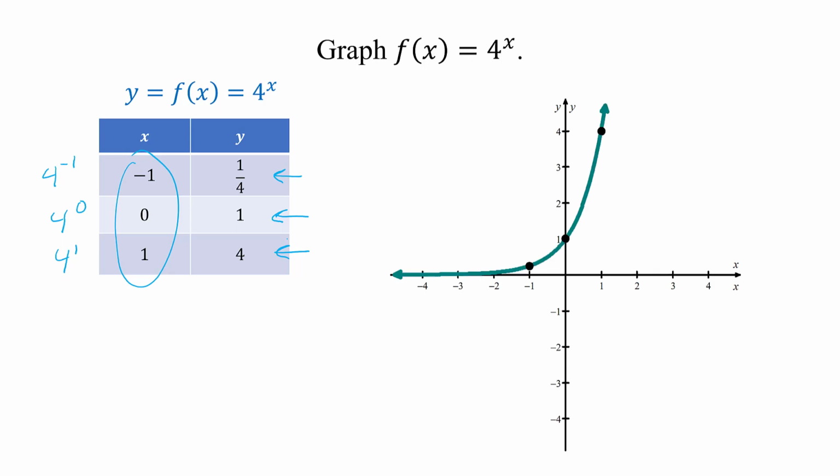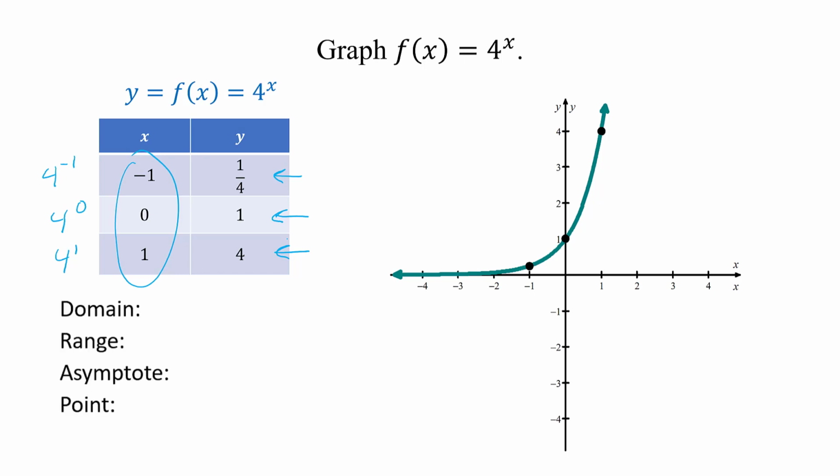Note as the curve heads towards the right, it very quickly heads upwards, approaching positive infinity. As the curve heads to the left, it quickly approaches the x-axis. Although it never quite touches the x-axis, it gets very close to the x-axis quickly.